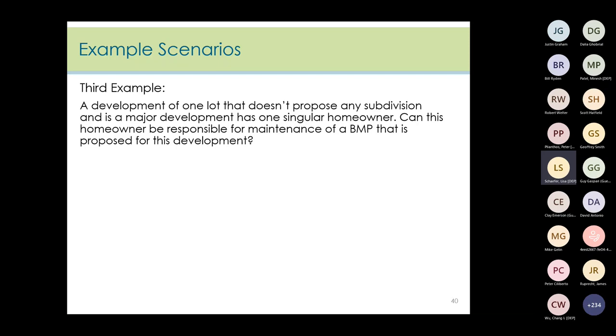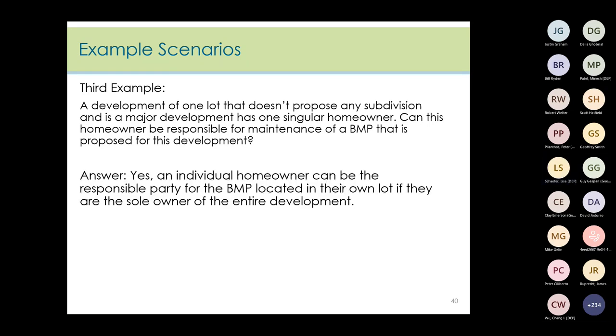All right, let's do a third. Development of one lot that doesn't propose any subdivision and is a major development has one singular homeowner. Can this homeowner be the responsible person for maintenance of the BMP that is proposed for this development? Well, in this case, the answer is yes. The difference between this example and examples 1 and 2 is that in this one, the homeowner is the sole owner of the entire development. And that's the big key to this subject. You've got to own the whole thing to be the responsible party.